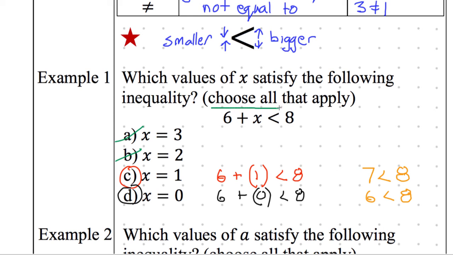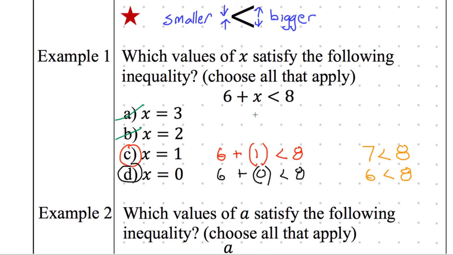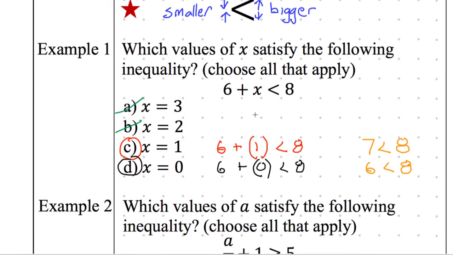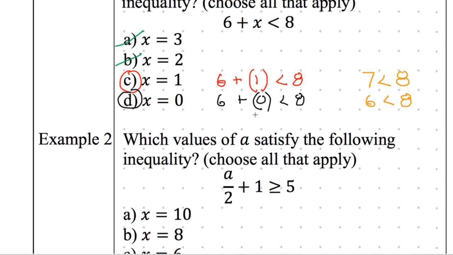I'm choosing all the things that can apply. It's not just one of them. So the answer is C and D. Hopefully I'm beating a dead horse and you say, this is so easy, Mr. Sindel. Hopefully that's what you're thinking. If you're thinking that, then I am happy.